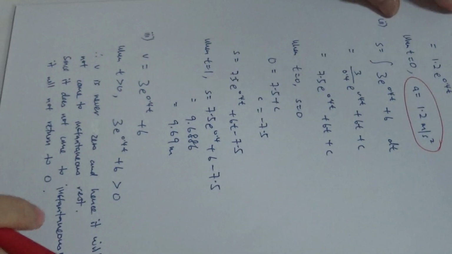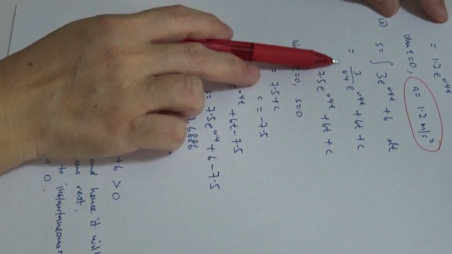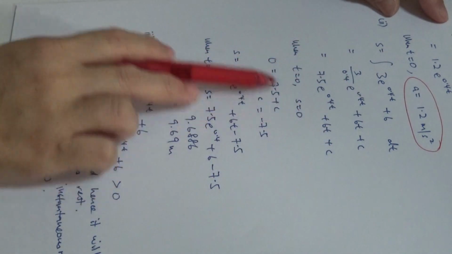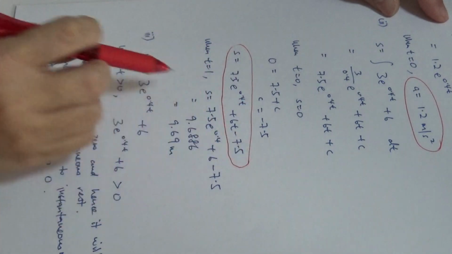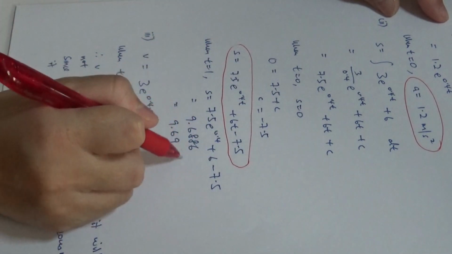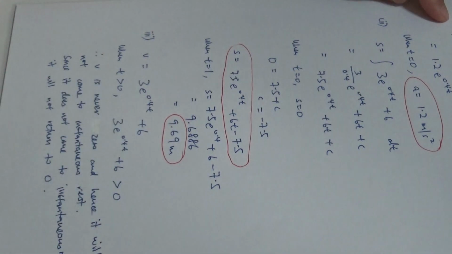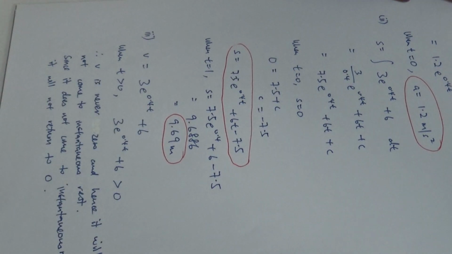Part 2, displacement, we'll integrate velocity. When t is 0, s is 0, we plug in. This is the displacement function. When t is 1, we sub in, we'll get 9.69 meters. Okay, just be careful with your integration and your differentiation, if not your answers will be wrong.